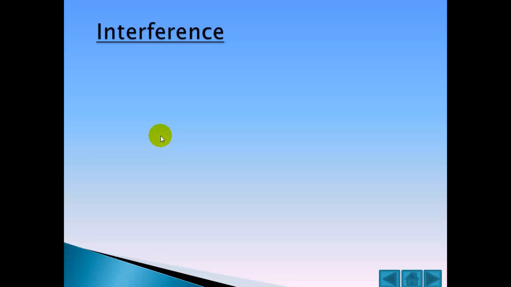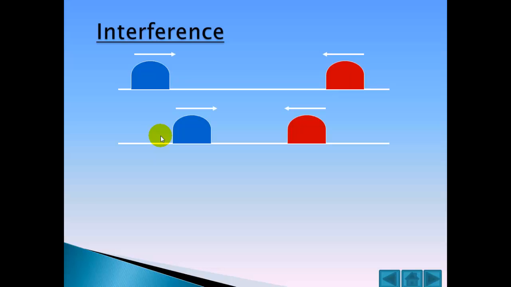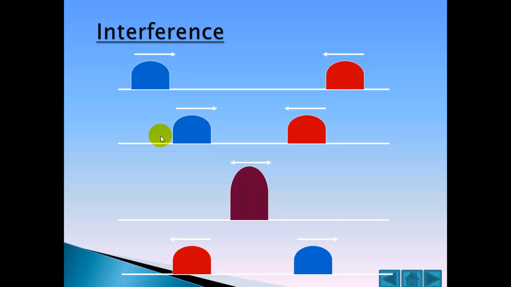So interference. Here we have an example. Two waves, the blue and the red, come from different sides. They get closer and closer. When they meet, they will produce a double wave. The displacement, the amplitude will be twice as high. And then they carry on in their original path.